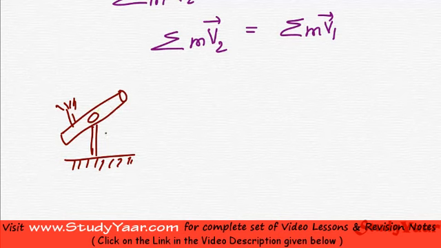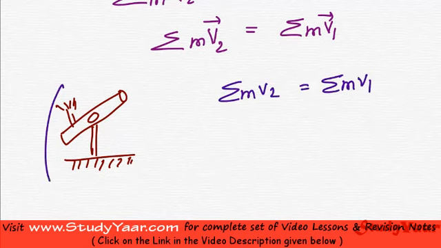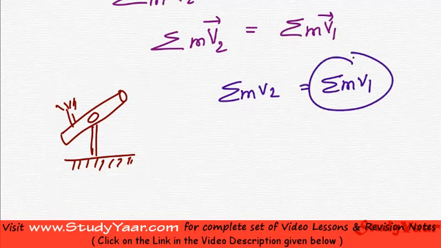And obviously the reaction always happens in equal and opposite pairs. So this cannon is going to give a reaction which is equal and opposite to this projectile. Therefore the net external force acting at the time of explosion is 0. So what you are going to have is sigma mv2 is equal to sigma mv1. Initially this cannon is in equilibrium, it has no velocity, so this is going to be 0, and you're left with this being 0 as well.